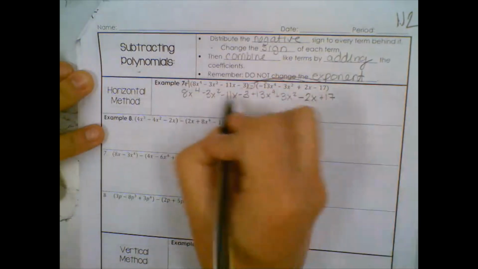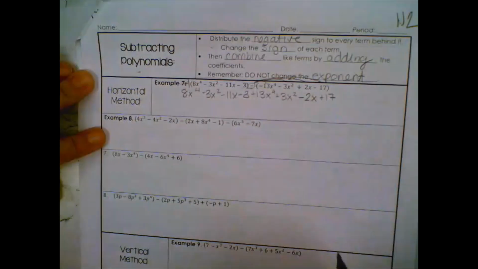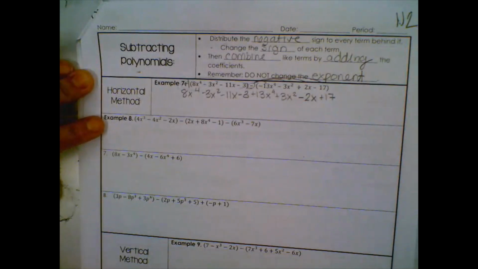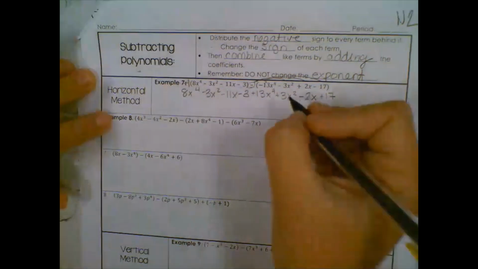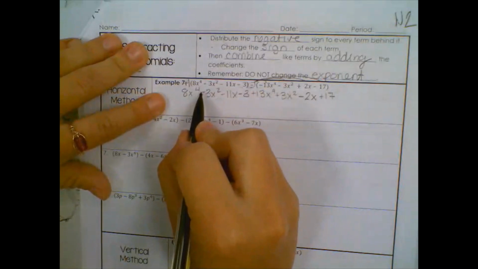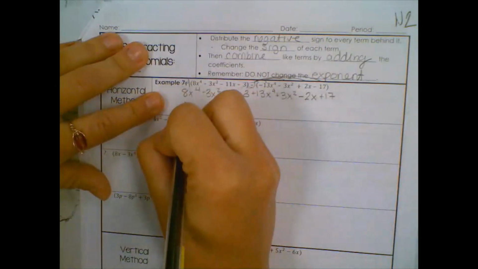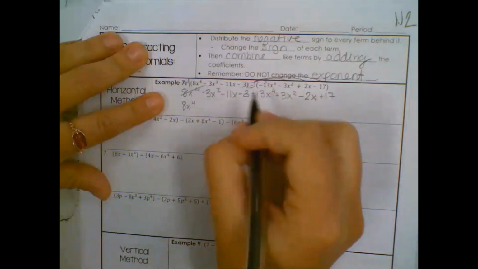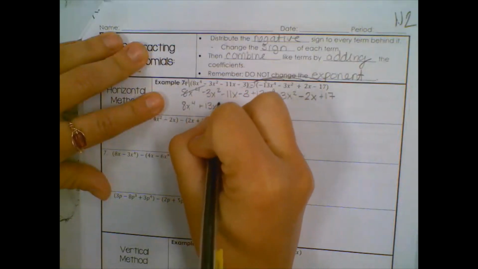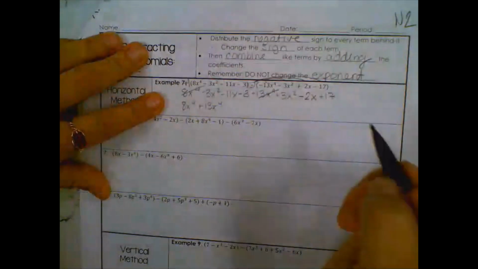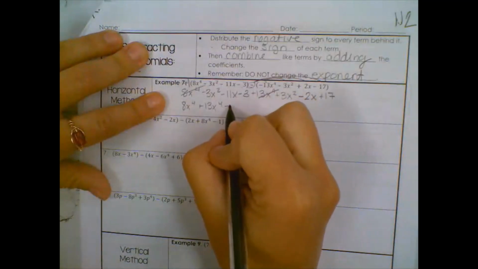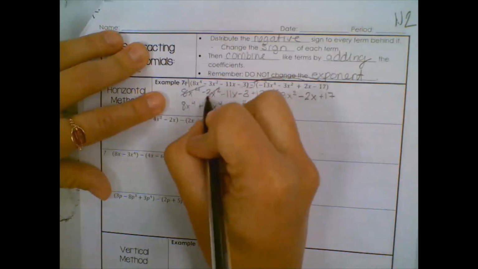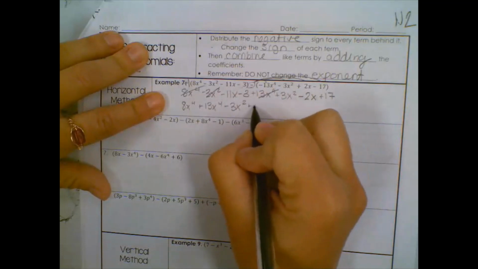And now I have one long polynomial, but I want to put it in standard form to make my life a little bit easier to combine. So largest exponent, just like before, that is 8x to the fourth. Cross it out. Then I look, I have positive 13x to the fourth. Cross it out. Next is squared, so minus 3x squared plus 3x squared.